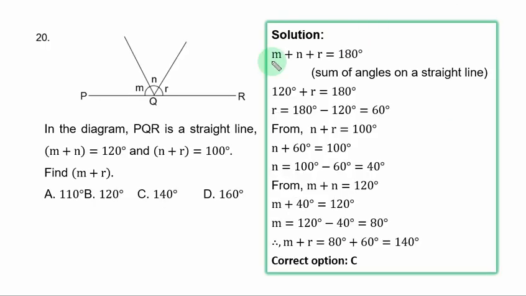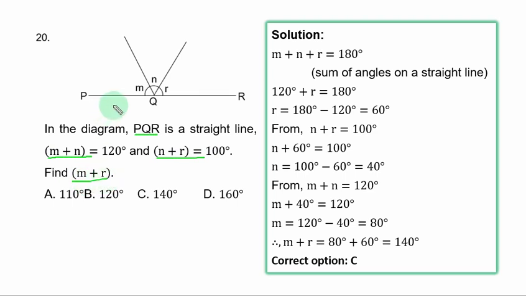Question 20. In the diagram, PQ is a straight line. M plus N is 120 degrees. N plus R is 100 degrees. Find M plus R. Solution.